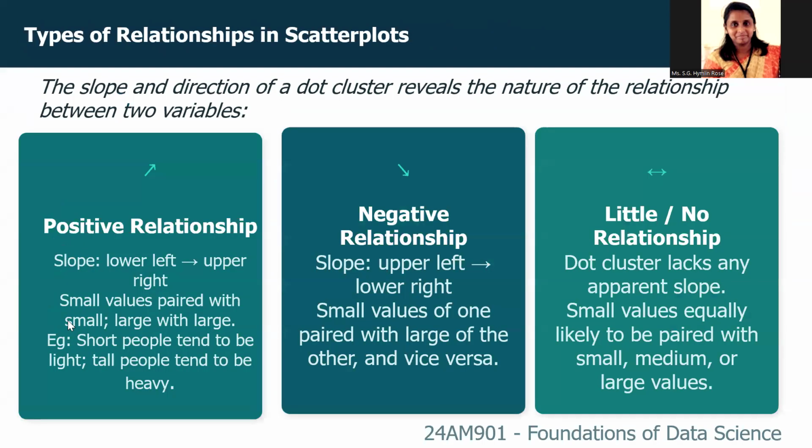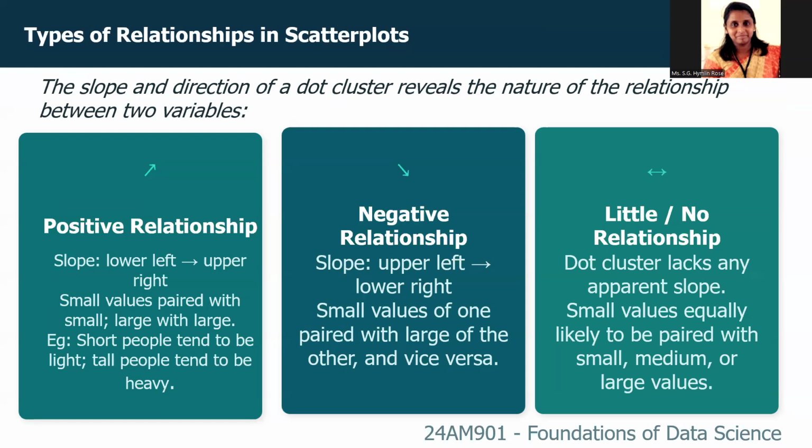There are types of scatter plots. The slope and direction of a dot cluster reveals the nature of the relationship between the two variables. One is a positive relationship, the next is a negative relationship, and the third is little or no relationship. Positive goes in a positive direction, negative goes in a negative direction, and for little or no relationship, the points cluster around the mean.